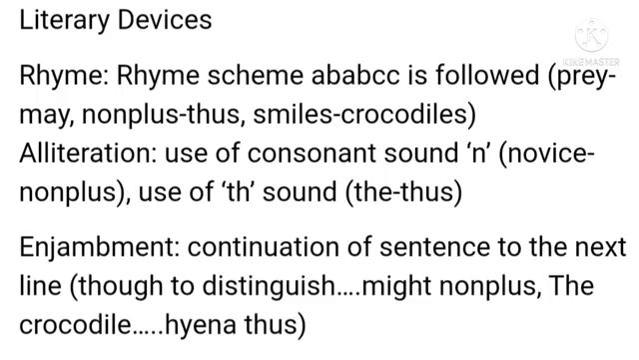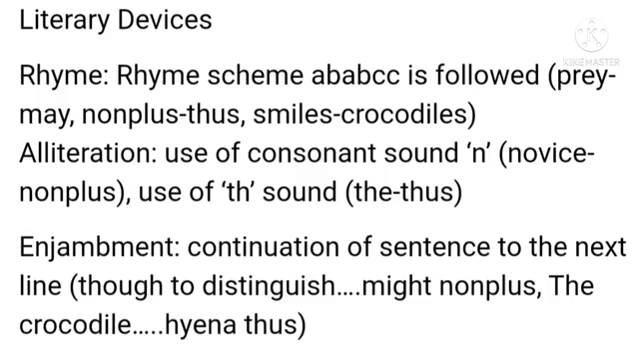The literary devices used in this stanza are the same as in other stanzas. We have rhyme scheme, alliteration and enjambment. Rhyme scheme is again A, B, A, B, C, C: prey, may, nonplus, thus, crocodiles and smiles. Then we have to focus on alliteration. Here you can see the consonant sound N is repeated, novice and nonplus. Then comes the and thus.